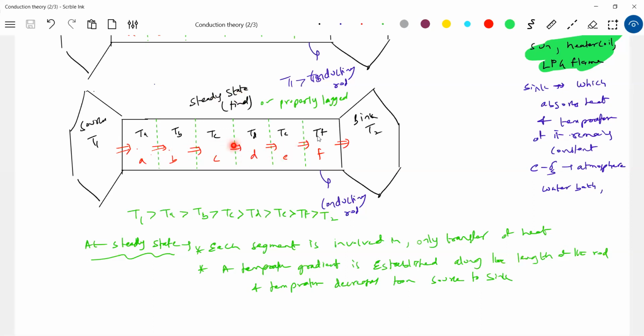Okay, there's a flow of heat. I'm interested in this. There'll be a flow of heat. So what is this arrow? Flow of heat here. So I wanted to learn, on what all factors does this flow of heat depend?